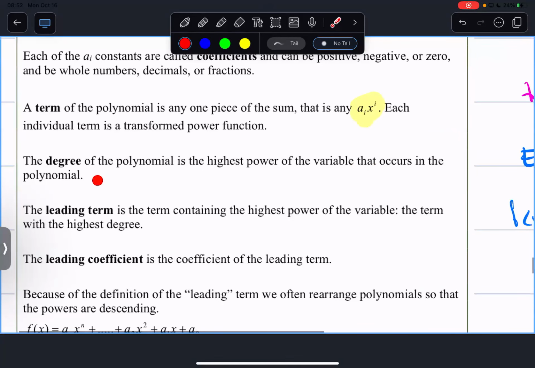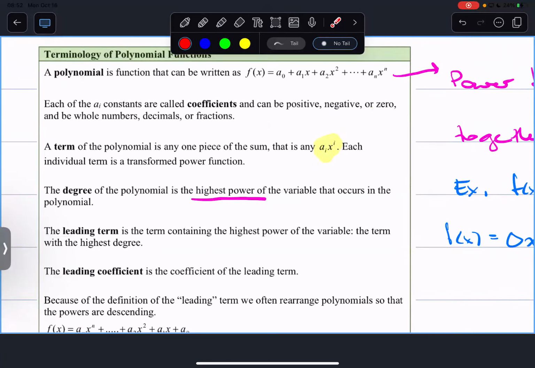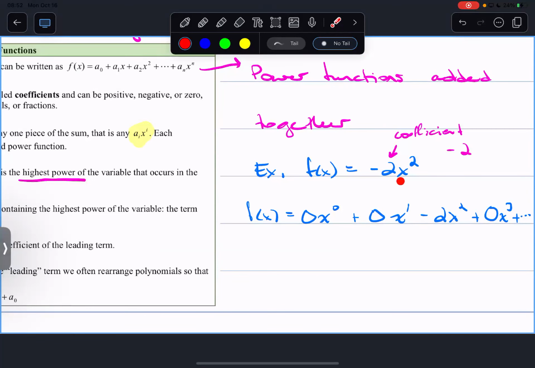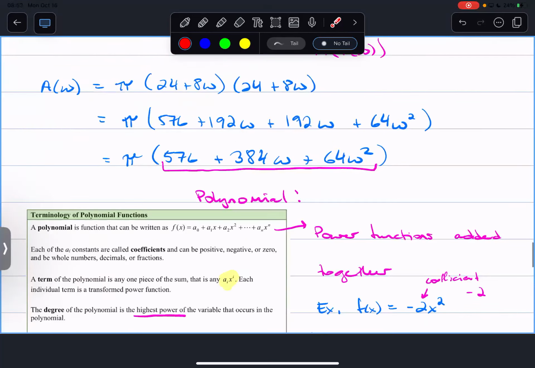Okay. The degree of the polynomial is the highest power of the variable, so of x usually, but any variable that occurs in the polynomial. Okay, that's good. So in this itty bitty example, the degree would be 2, right? Because that's the only power, so it's the highest. What about here? It's degree 2 as well, right? Because the highest power of w is 2.